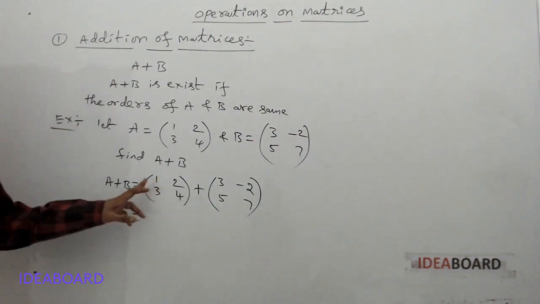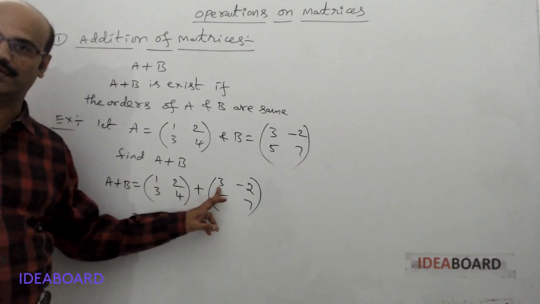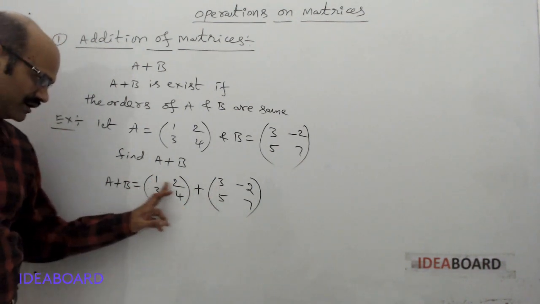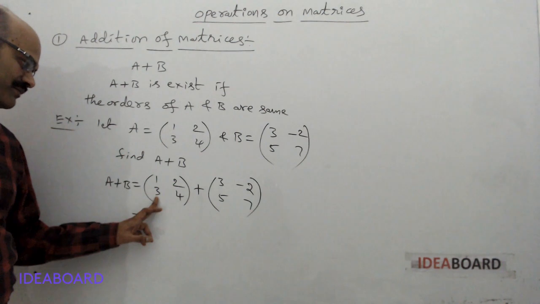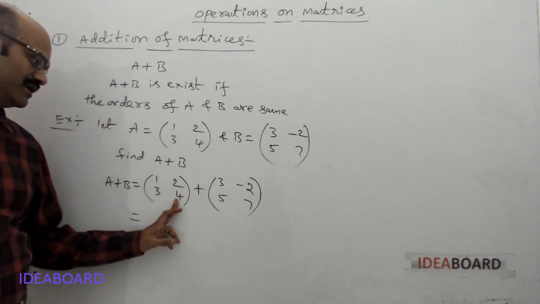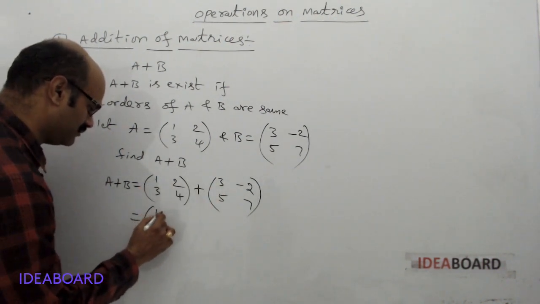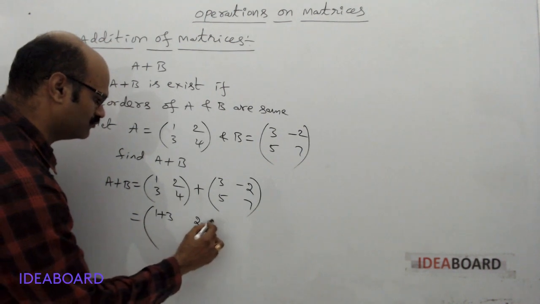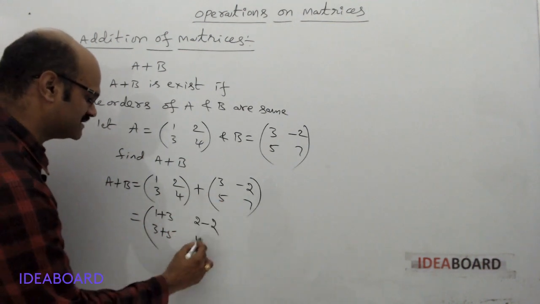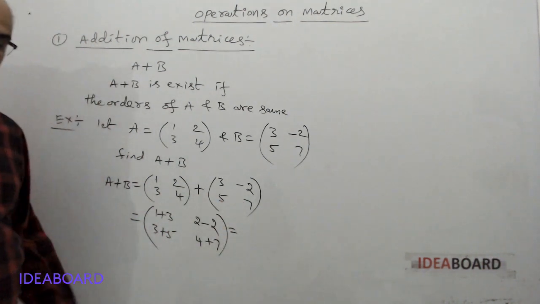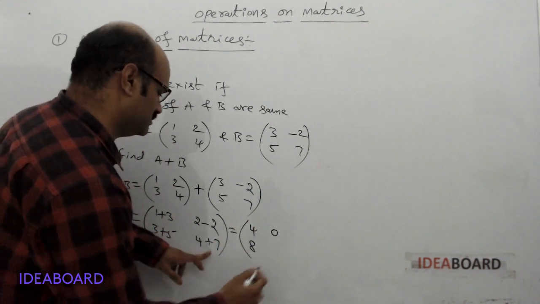equal to, while adding the two matrices A and B, we have to add the corresponding elements only. The corresponding element of 1 equal to 3, corresponding element of 2 equal to minus 2, corresponding element of 3 equal to 5, corresponding element of 4 equal to 7. So we have to take 1 plus 3, 2 minus 2, 3 plus 5, 4 plus 7 equal to 4, 0, 8, 11.